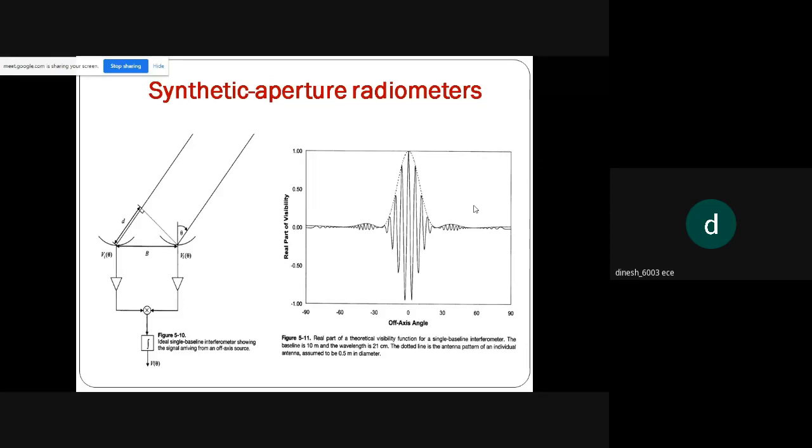An ideal single baseline interferometer showing the signal arriving from an off-axis source, and with a measurement of the real part of visibility to the off-axis angle, the variations of a visibility function of a single baseline interferometer, where the baseline is taken as 10 meters and the wavelength is 21 centimeter. The dotted pattern, as you see, is the antenna pattern of an individual antenna, which is assumed to have 0.5 meter diameter.